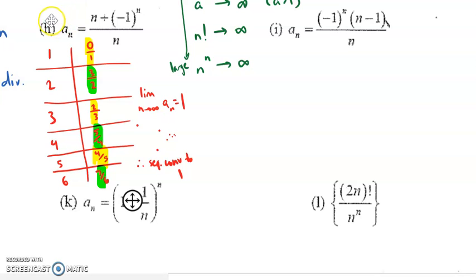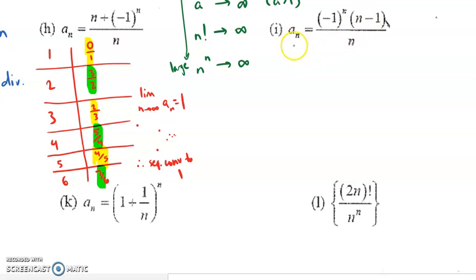In this last example, example H here, we saw an alternating sequence that was alternating between these yellow highlighted values that were less than 1 and these green highlighted values that were greater than 1. But both the yellow and the green values approached 1. So because they were both approaching 1, we would say the entire limit equals 1.